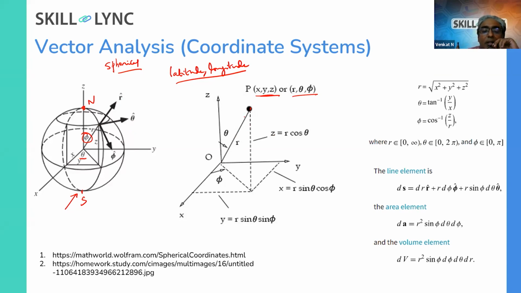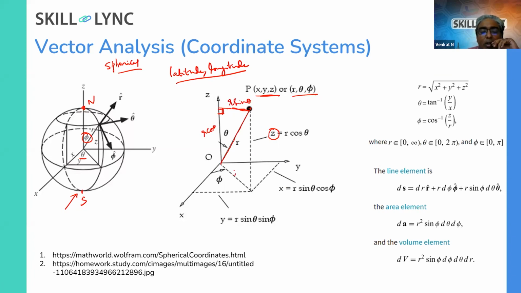So if this is r, the radius vector or radius for the sphere, then z is nothing but r cos theta, right? This is the hypotenuse, this is the right angle. R cos theta is nothing but the z in the Cartesian coordinate system. And when you bring it down, this is the r sin theta part. This is r cos theta. This is the r sin theta.